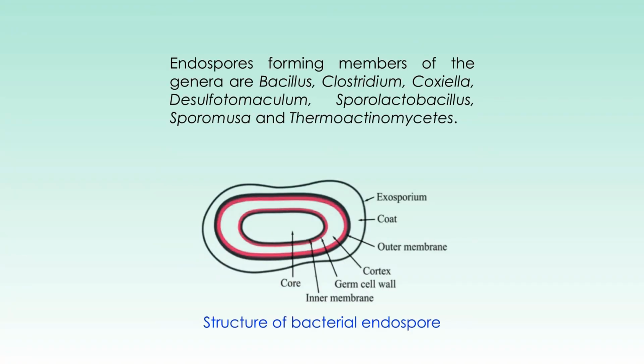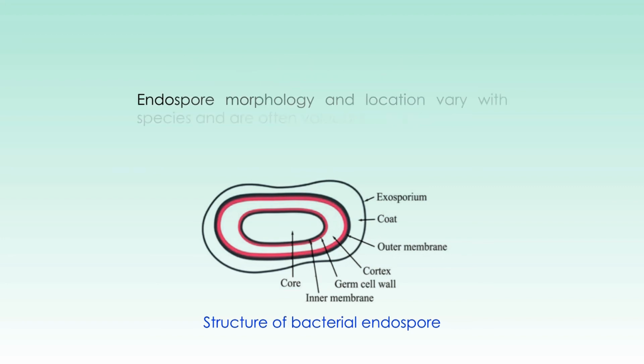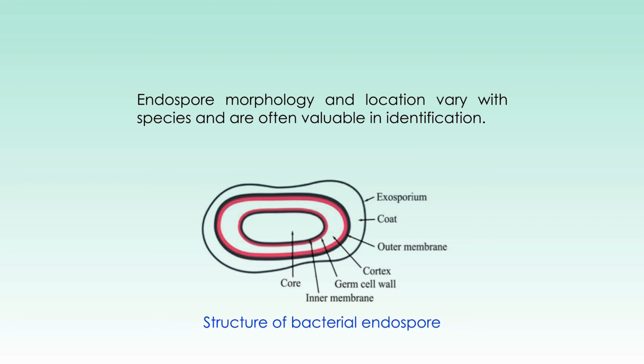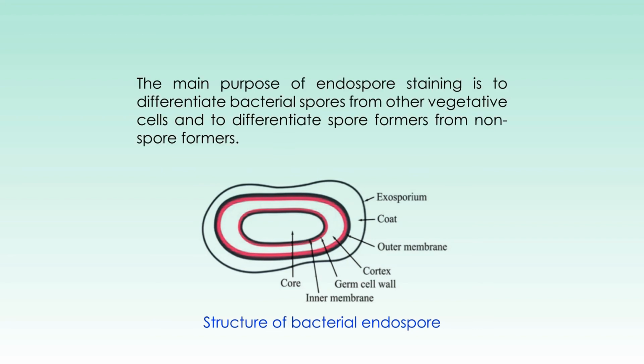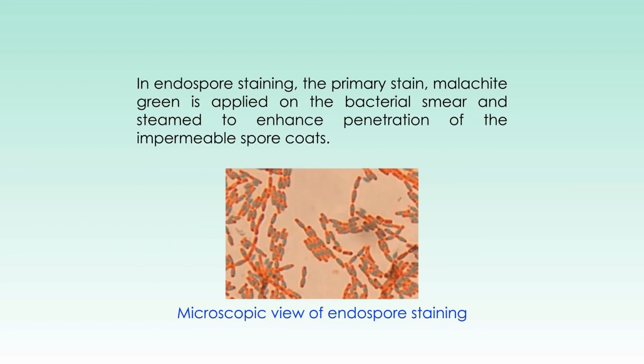Endospore forming members of the genera are Bacillus, Clostridium, Coxiella, Desulfotomaculum, Sporolactobacillus, Sporosarcina, and Thermoactinomyces. Endospore morphology and location vary with species and are often valuable in identification. The main purpose of endospore staining is to differentiate bacterial spores from other vegetative cells and to differentiate spore formers from the non-spore formers.